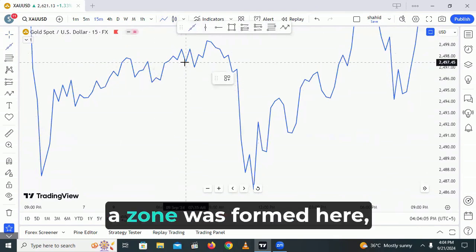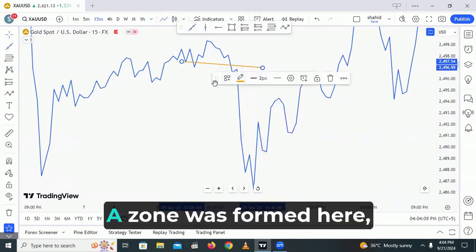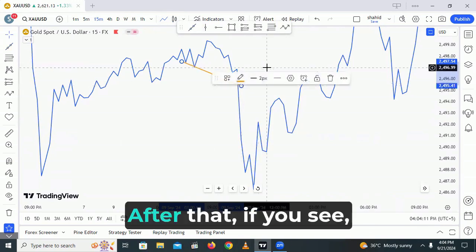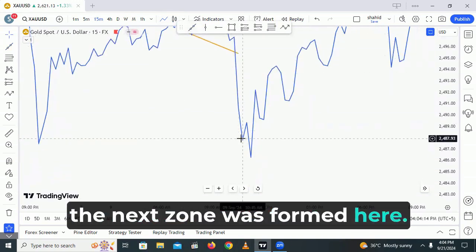If you see here, a zone was formed here, but it was formed above. After that, if you see, the next zone was formed here. This thing worked for us.